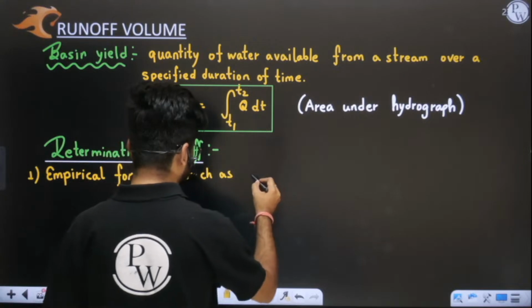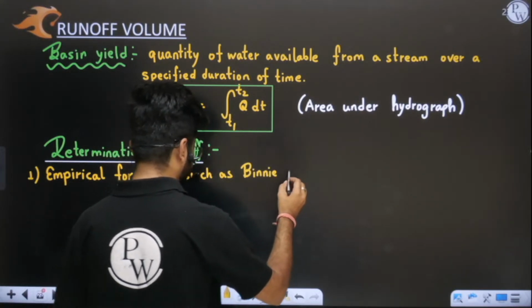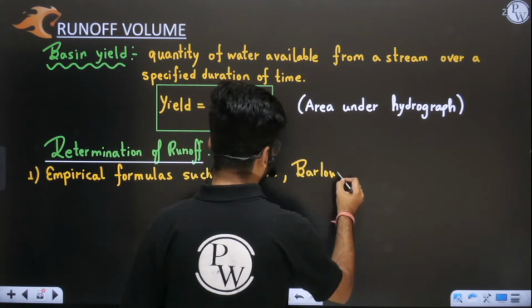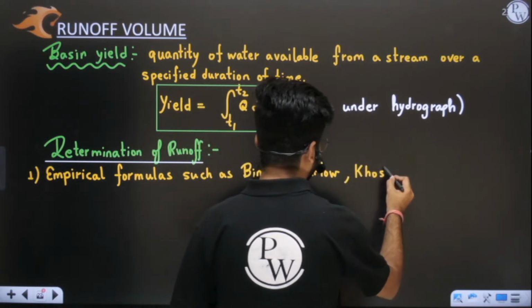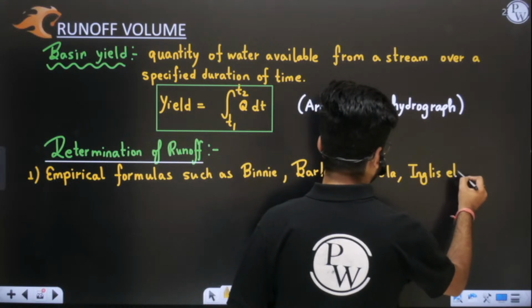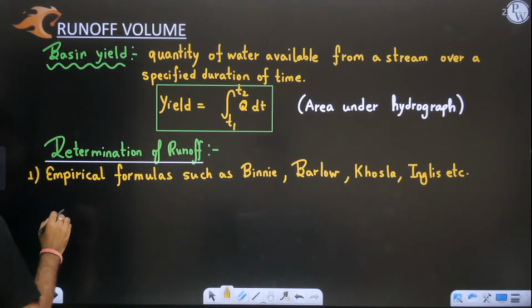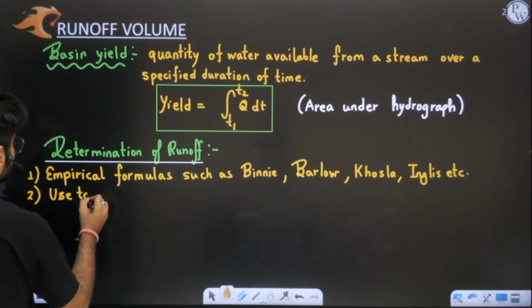Binnie's formula, Barlow, Khosla. Many scientists have worked and given different formulas. Obviously these formulas are not so important, but empirical formulas are there. I am telling you this just for the sake of knowing, so that some points remain in your mind. We can also use certain kinds of tables and curves.